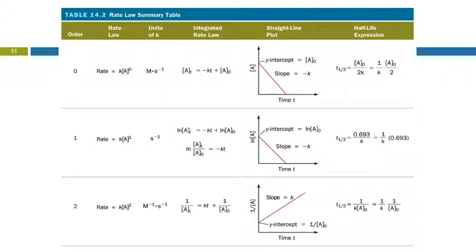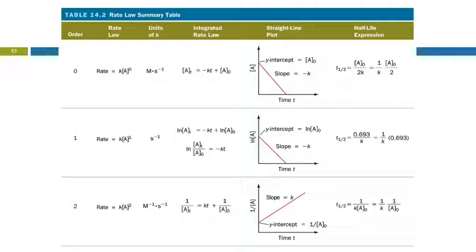Okay, so this is a very nice table from your textbook that you will probably want to refer to a lot. Table 14.2, rate law summary table. It's got all of the equations that we've looked at. I might take this and post it as a page on our Canvas site just so you can pop it up there. I might do that just for my own reference.